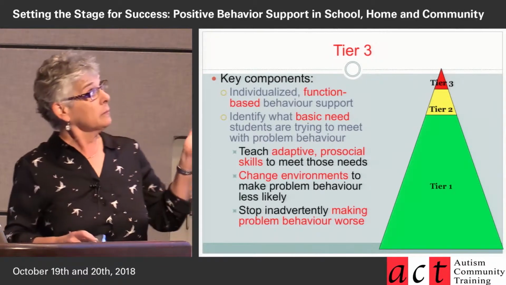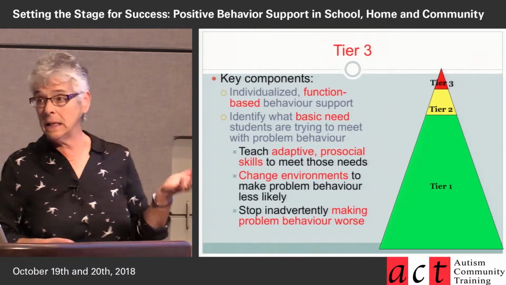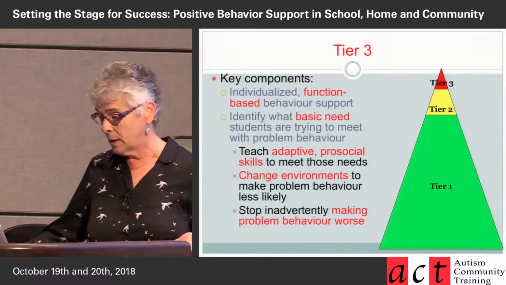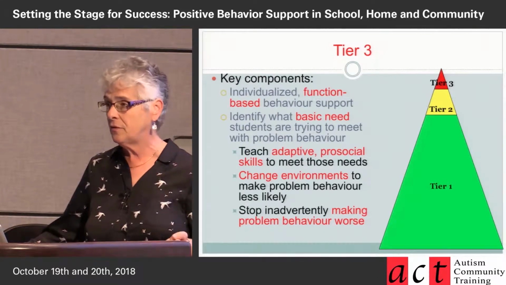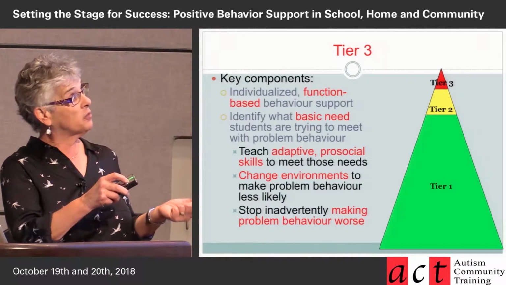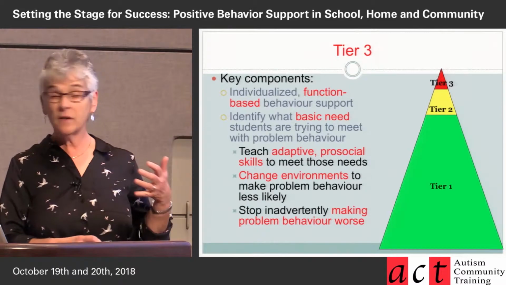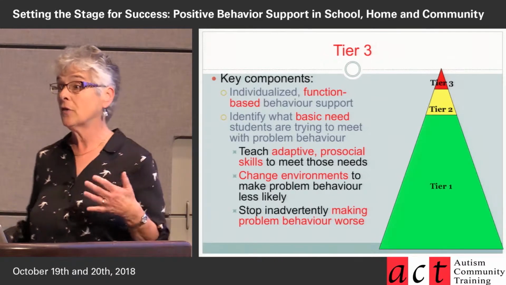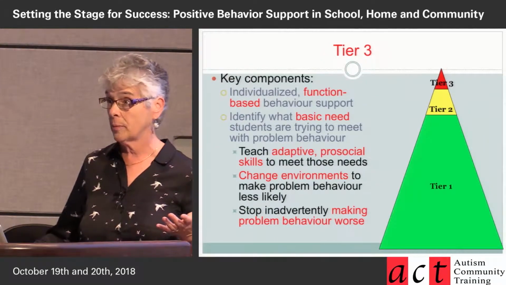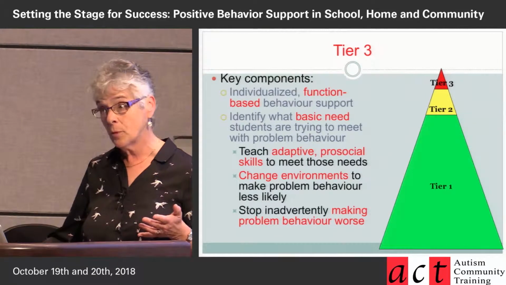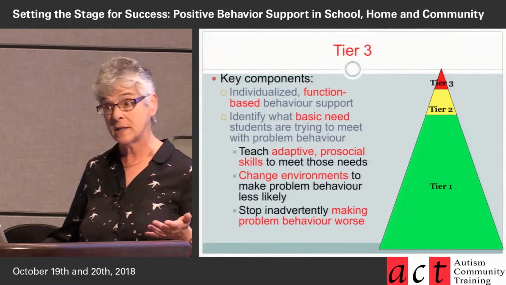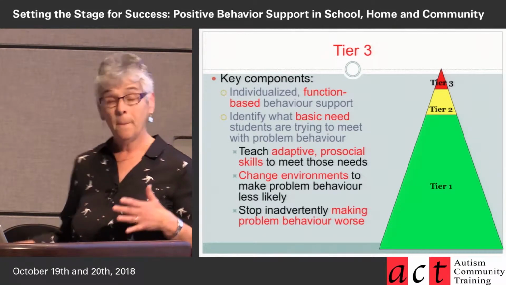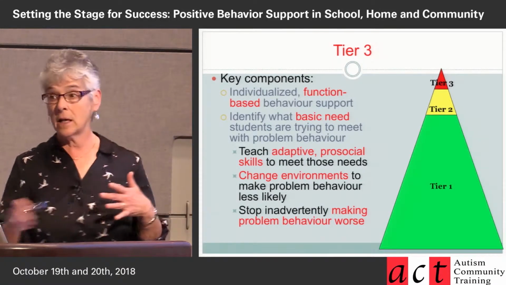So here, we identify what the basic need is that the student is trying to meet with their problem behavior, what the function is, right? And then we design an individualized plan to teach adaptive pro-social skills, to change the environments to make problem behavior less likely, and to stop inadvertently reinforcing the problem behavior. Because again, as you heard this morning, if problem behavior is occurring, it's because it's being, not deliberately, but inadvertently reinforced.